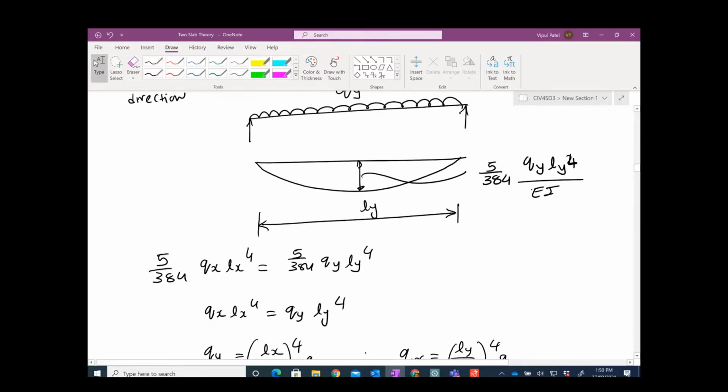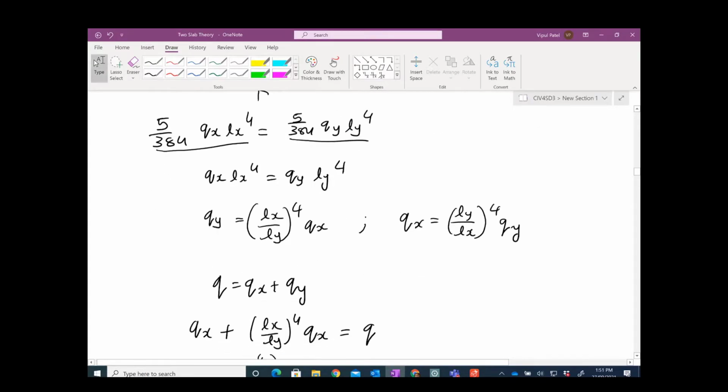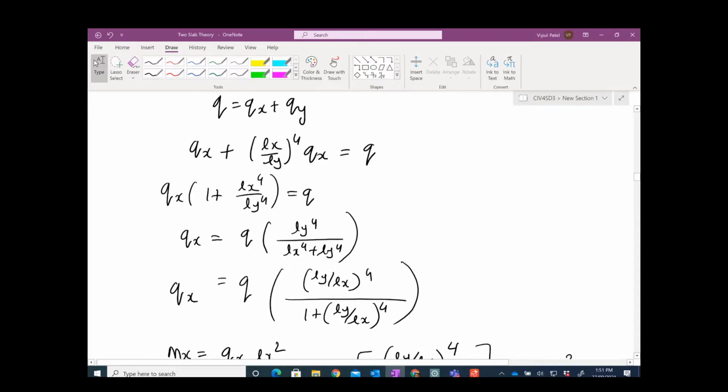And you know that the deflection at that point is the same on the Lx side and the Ly side. EI is cancelled on both sides. So you can just get the ratio, because your loading is q equal to qx plus qy.